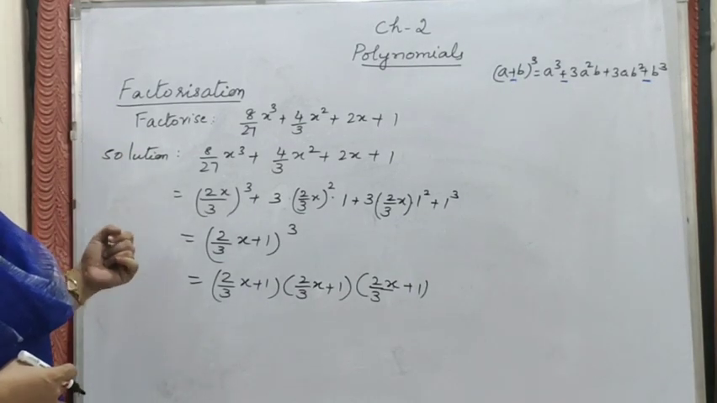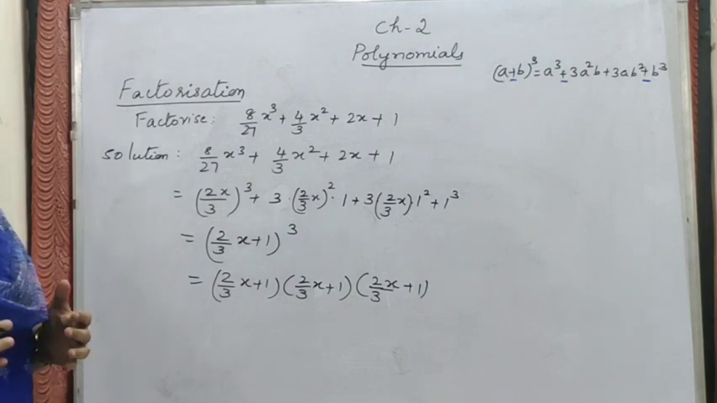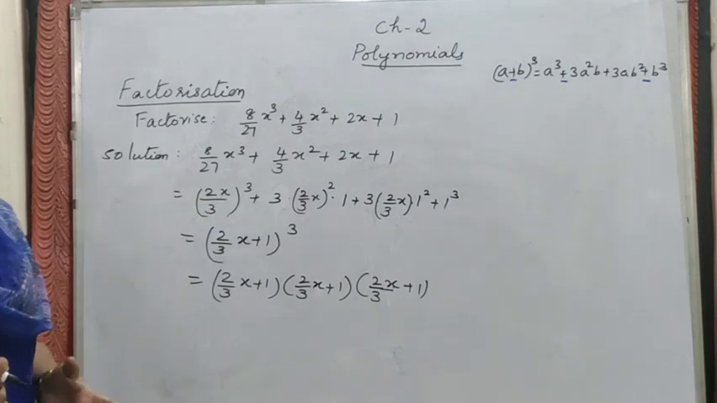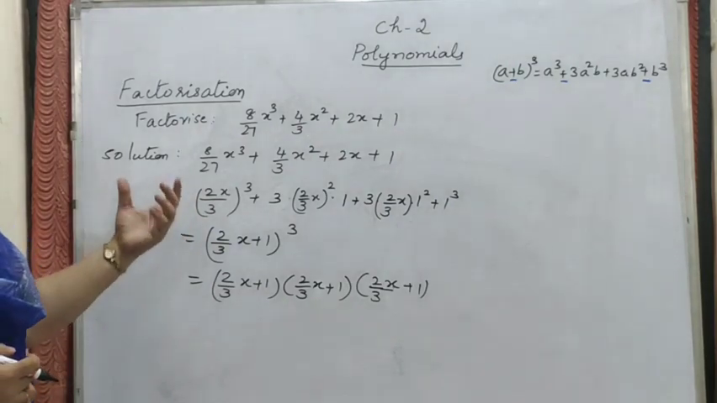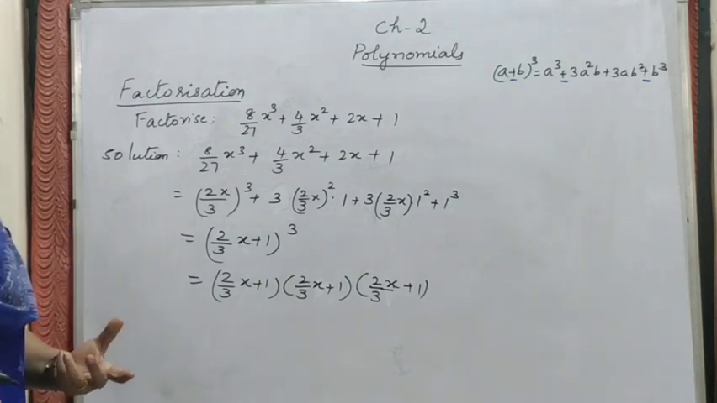Next question, factorize 8 by 27 x cube plus 4 by 3 x square plus 2x plus 1. Since I have done all questions except one with minus, one question I will do with plus also for practice. So just go through that one. It is easy only. If you understood with minus, it is very easy to do with the plus also.